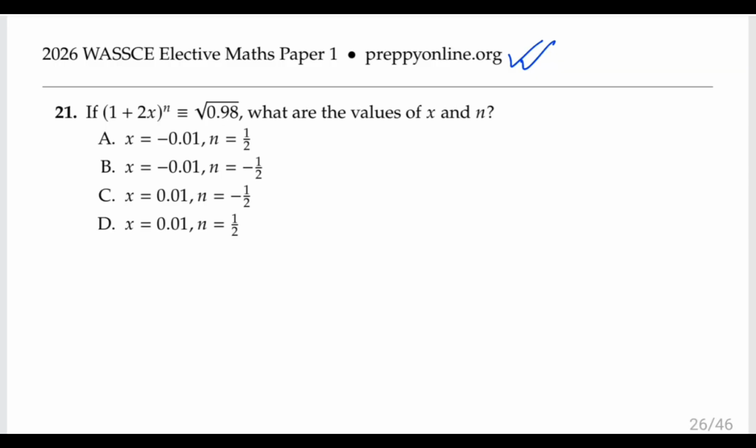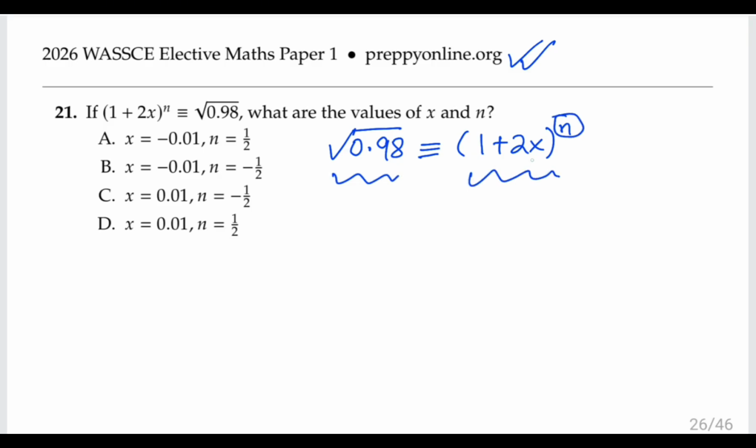Question 21. If (1 + 2x)^n is equivalent to the square root of 0.98, what are the values of x and n? So here we're going to try to write this quantity in the form (1 + 2x)^n. If we can write it in this form, then we can extract the values of n and x.